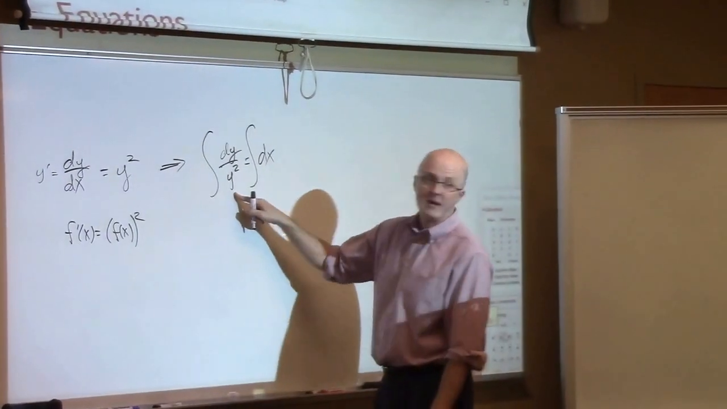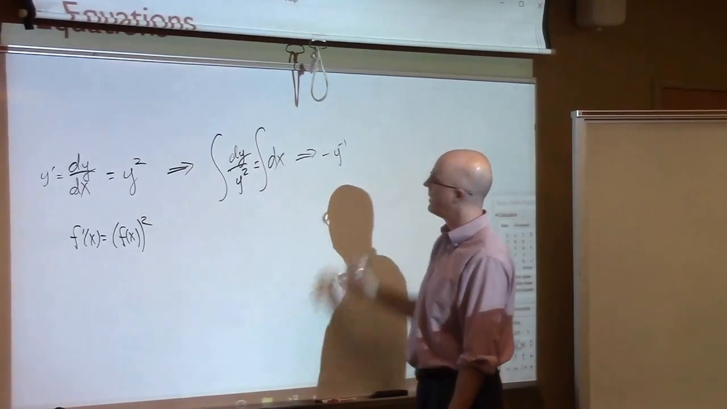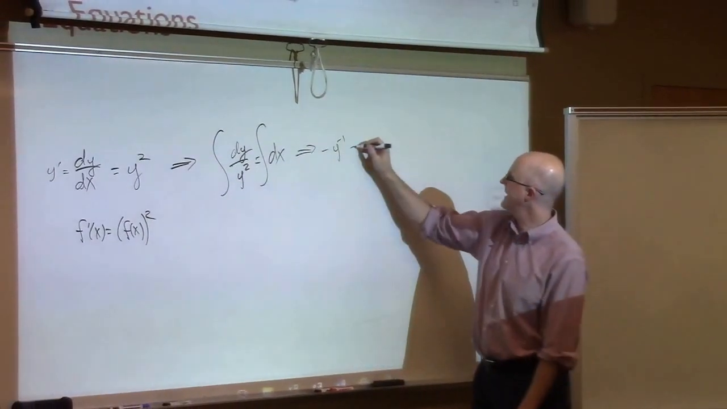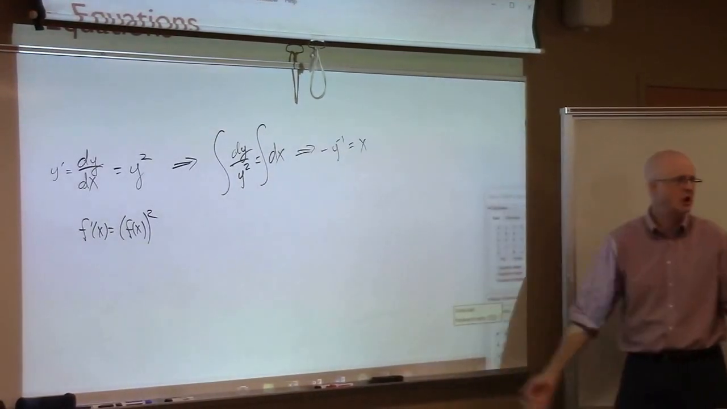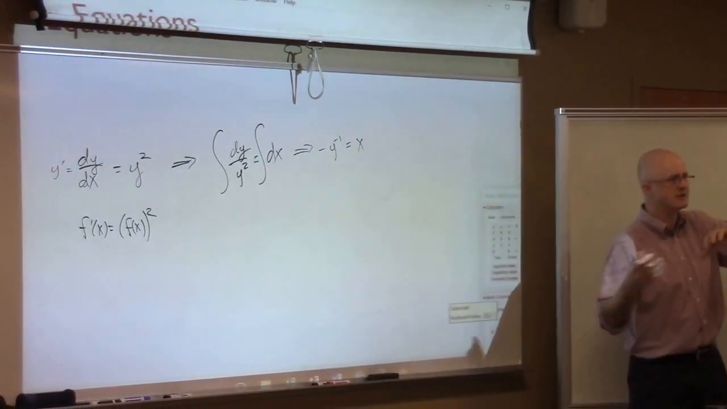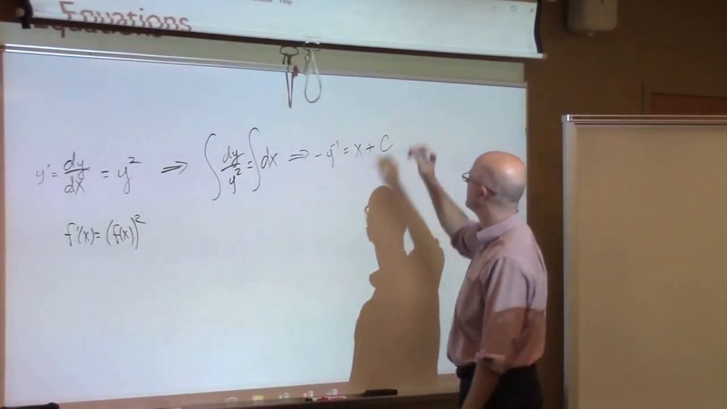This is the same as integrating y to the -2. So the left side becomes -y to the -1. The right side is x plus c. Should the left side involve a c as well? Well, it could. But it's also okay to sort of just think of the c as being on one side by itself. Like that.